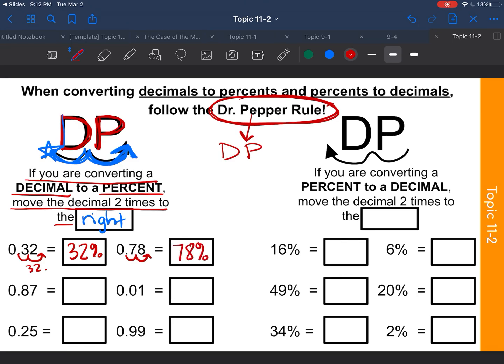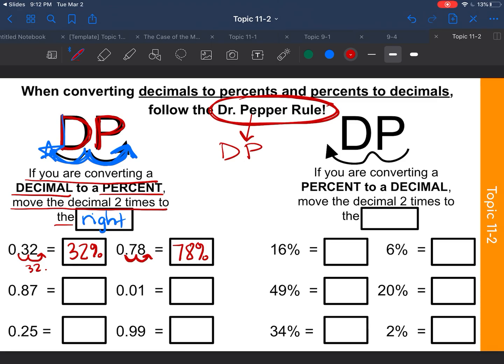Now, I know you're doing this virtually, so what I would suggest so that you can write this out, I would do this on a scrap piece of paper if you want, so you can actually physically see yourself moving that decimal 2 times to the right, because it's really hard to do that on the virtual notes.